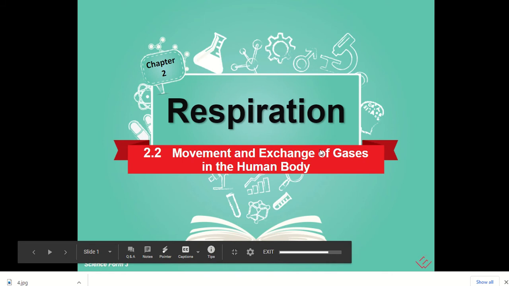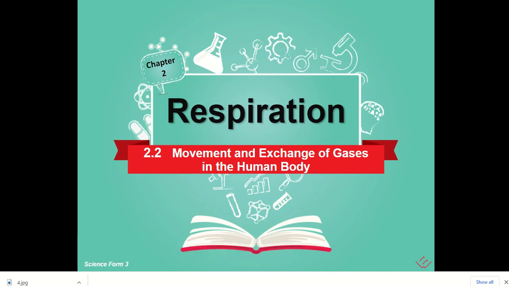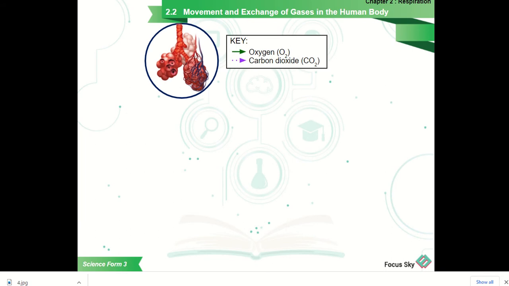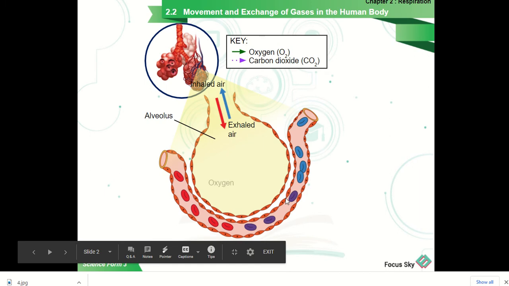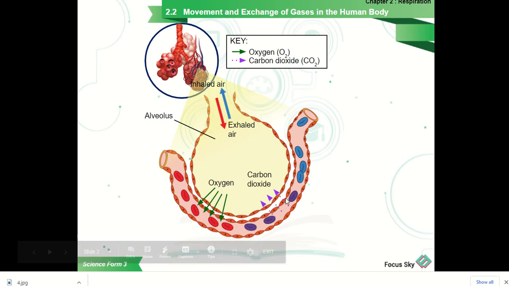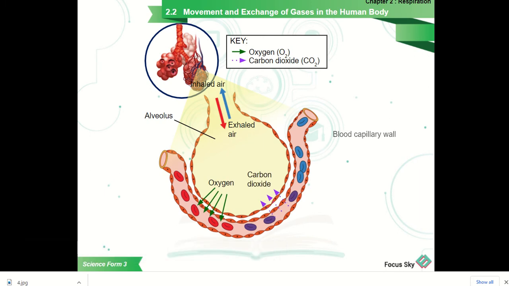So let's take a look at 2.2, which is the movement and exchange of gases in the human body. So in respiration, this is the key, which is the airflow for oxygen and carbon dioxide. So the red one is the oxygenated, and the blue one is deoxygenated. So this is the alveolus part, and this part is the capillary. Okay. So oxygen will diffuse into the capillary, and carbon dioxide from the blood capillary will diffuse into the alveolus.